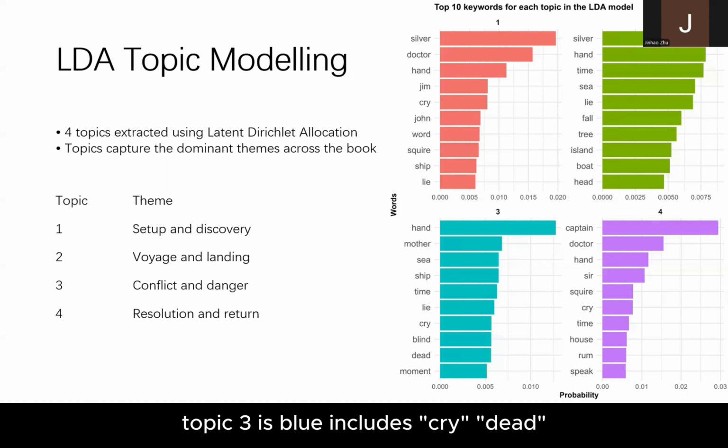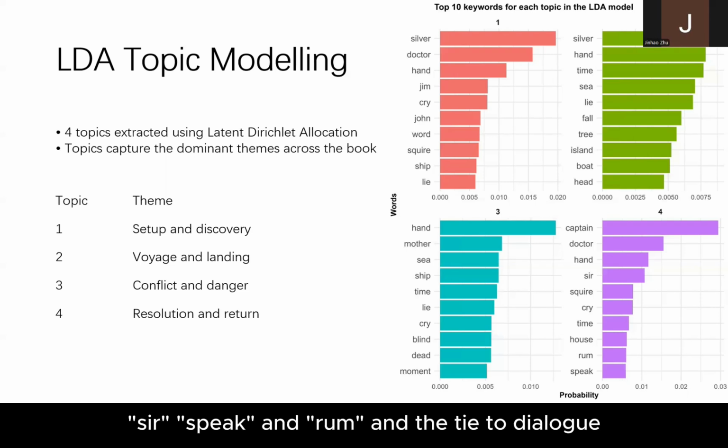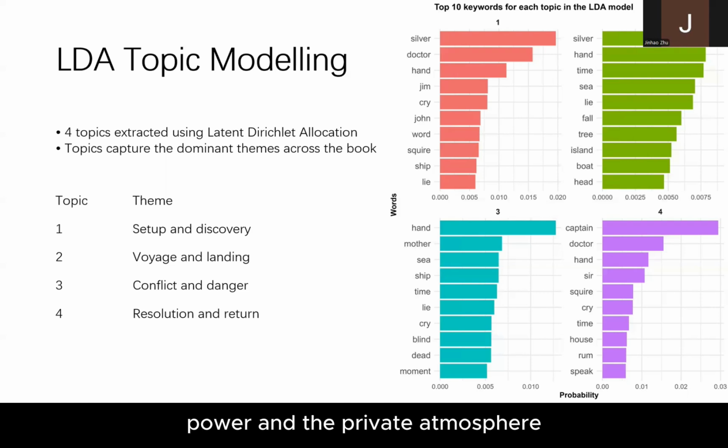Topic 3 is blue, includes cry, dead, mother, and blind. These reflect emotional or tragic scenes. Topic 4 is purple, and it includes captain, sir, speak, and room, and is tied to dialogue, power, and private atmosphere. Each topic reflects a different theme or mood. Together, they match the structure of the plot, setting up the conflict and the resolution.